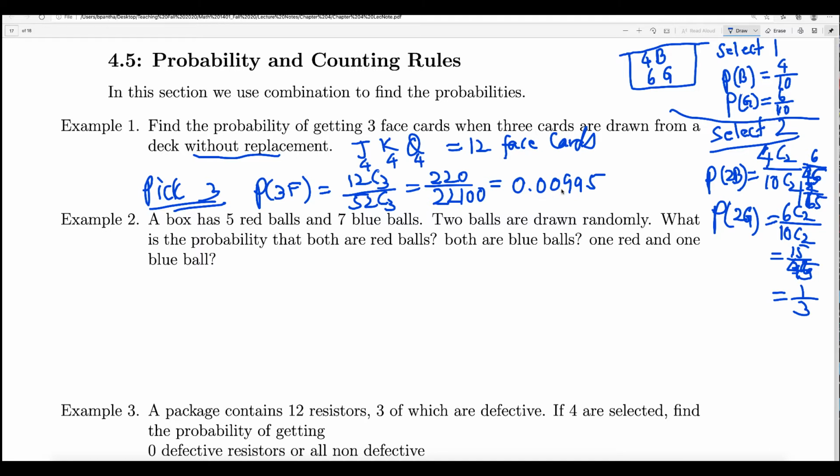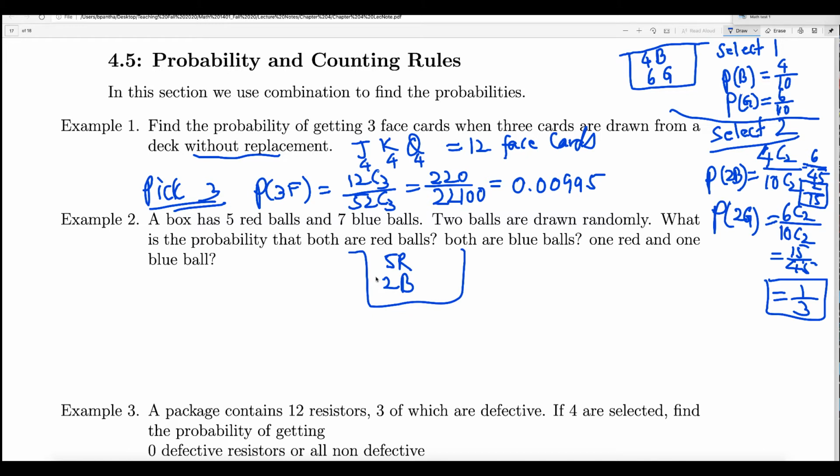So it is unlikely that when you pick 3 cards from a deck of 52 cards, all 3 cards are face cards. It is highly unlikely. All right, so let us do example 2. A box has 5 red balls and 2 blue balls. Let's do that. So 5 red balls and then 2 blue balls.